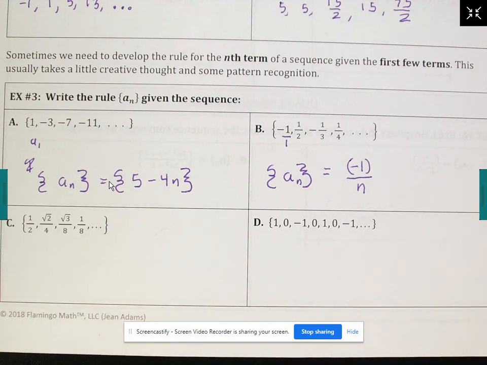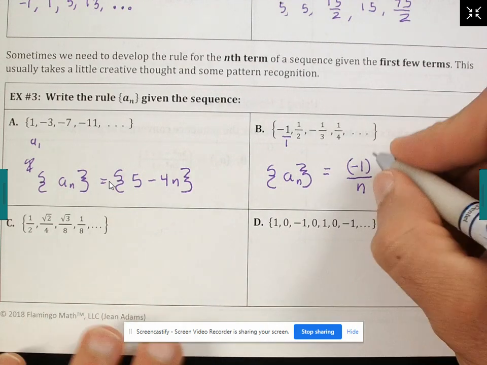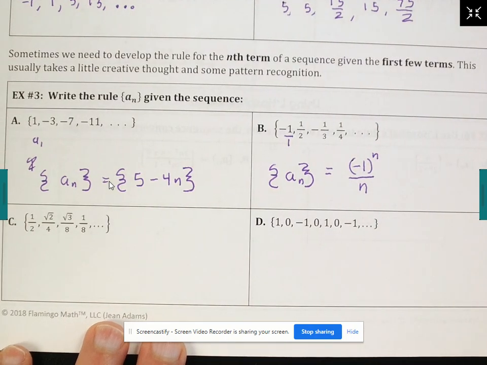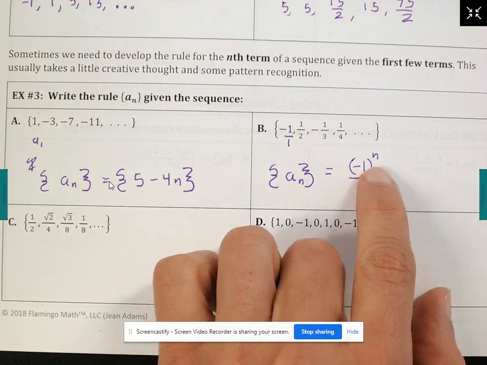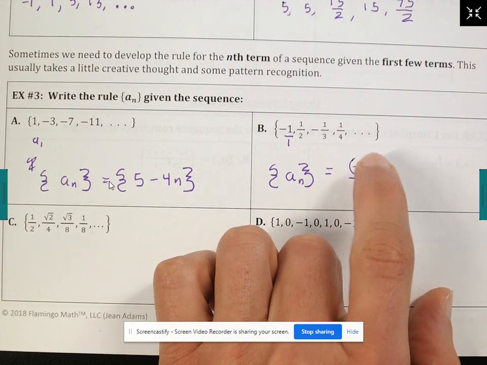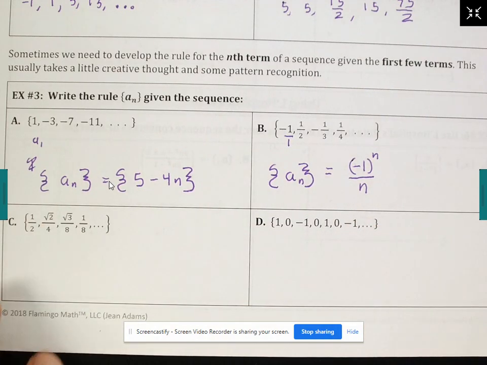Times, as to the power. Power of n. Very good. All right, so the power of n, think about it, right? If we raise this to the second power, that's going to make that a positive 1, and that would be 1 over 2. So anyway, moving on.